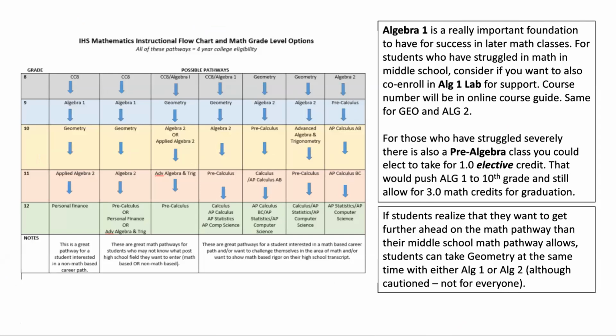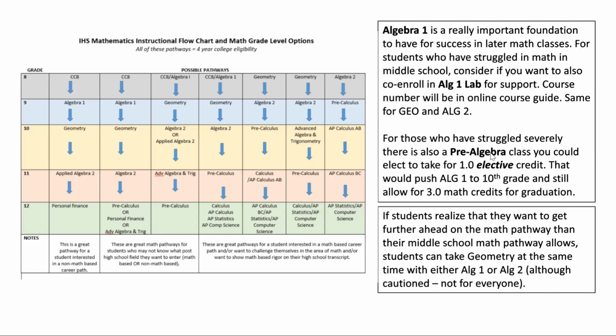Algebra 1 is a really important foundational class for success in our later math classes. And so for any student who's starting Algebra 1 this year, in 9th grade, and wants additional support, we have a class called Algebra 1 Lab, which is for elective credit. And they can take that course in addition to Algebra 1 to get support for a successful year in Algebra 1.